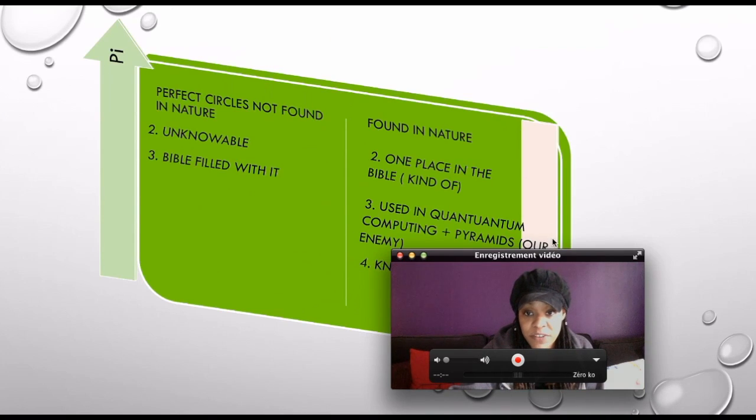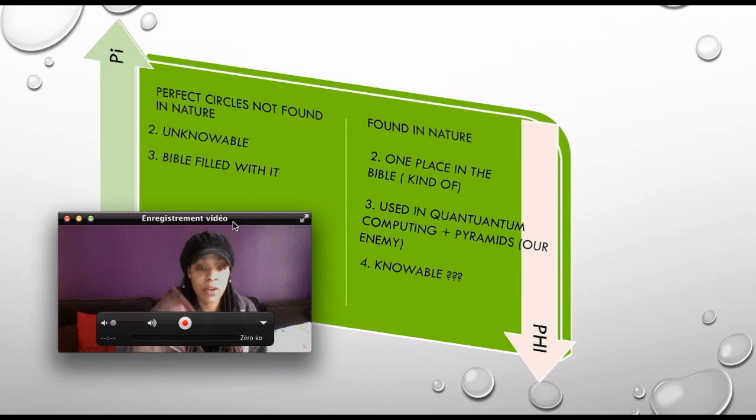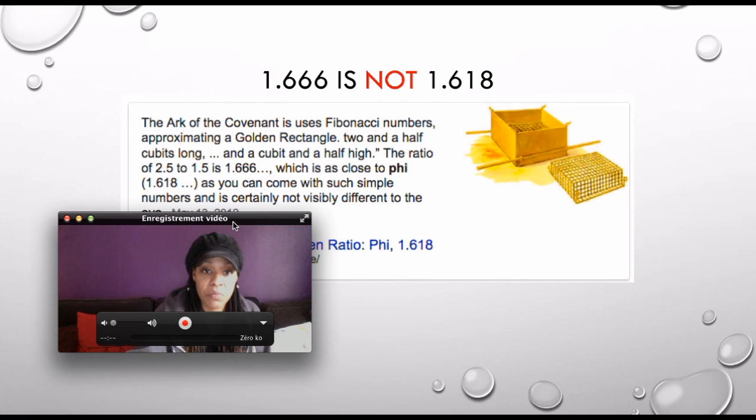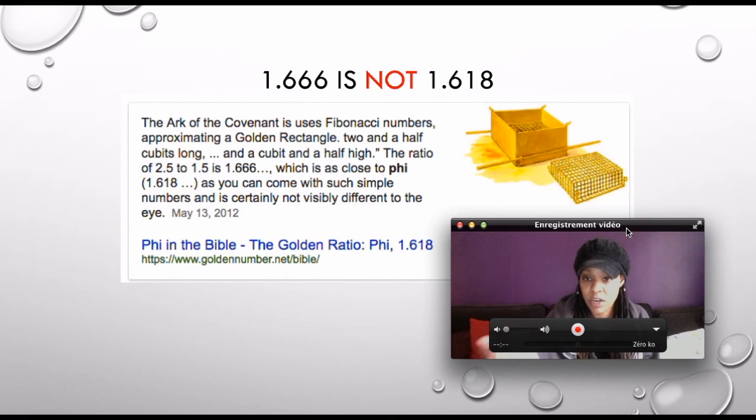Okay, so definitely, I don't think anyone is going to argue that phi is found in nature. It's called the golden ratio. It's not a secret, it's not a mystery, that's just what it is. So we want to talk about phi in the Bible. We know that pi is all over the Bible. So what about phi? And this, guys, is just my own research. So please check it out, look it up for yourself.